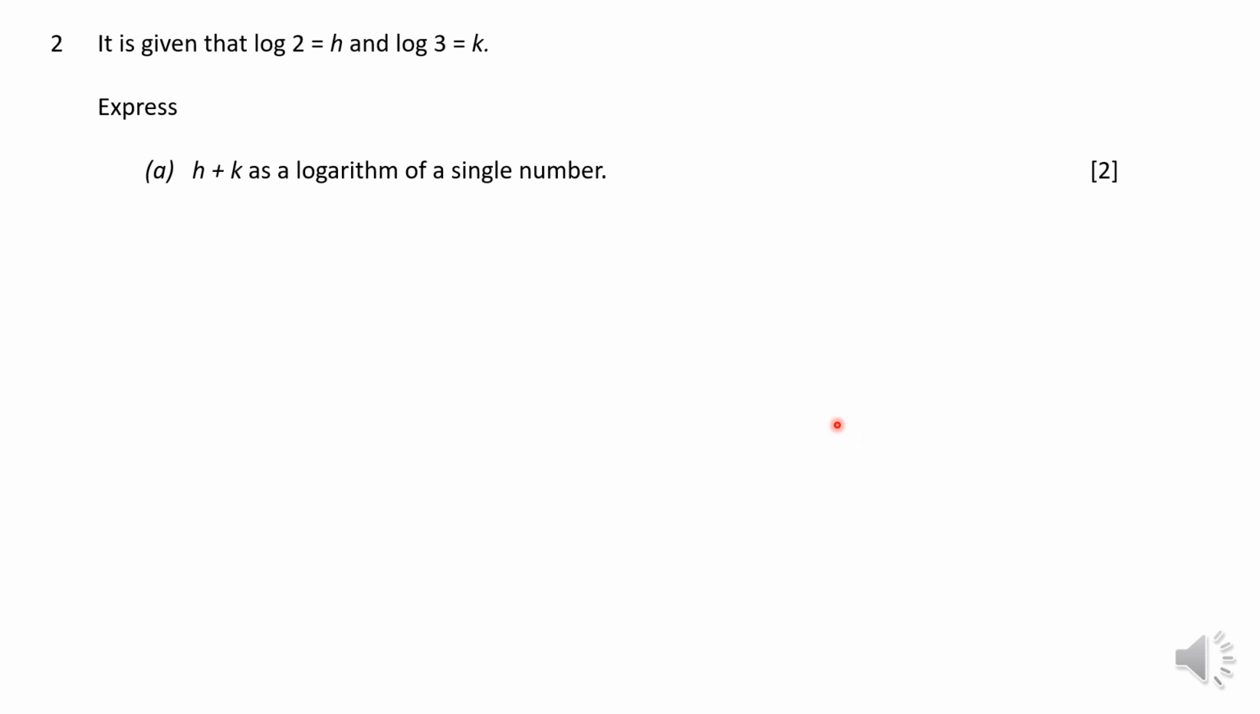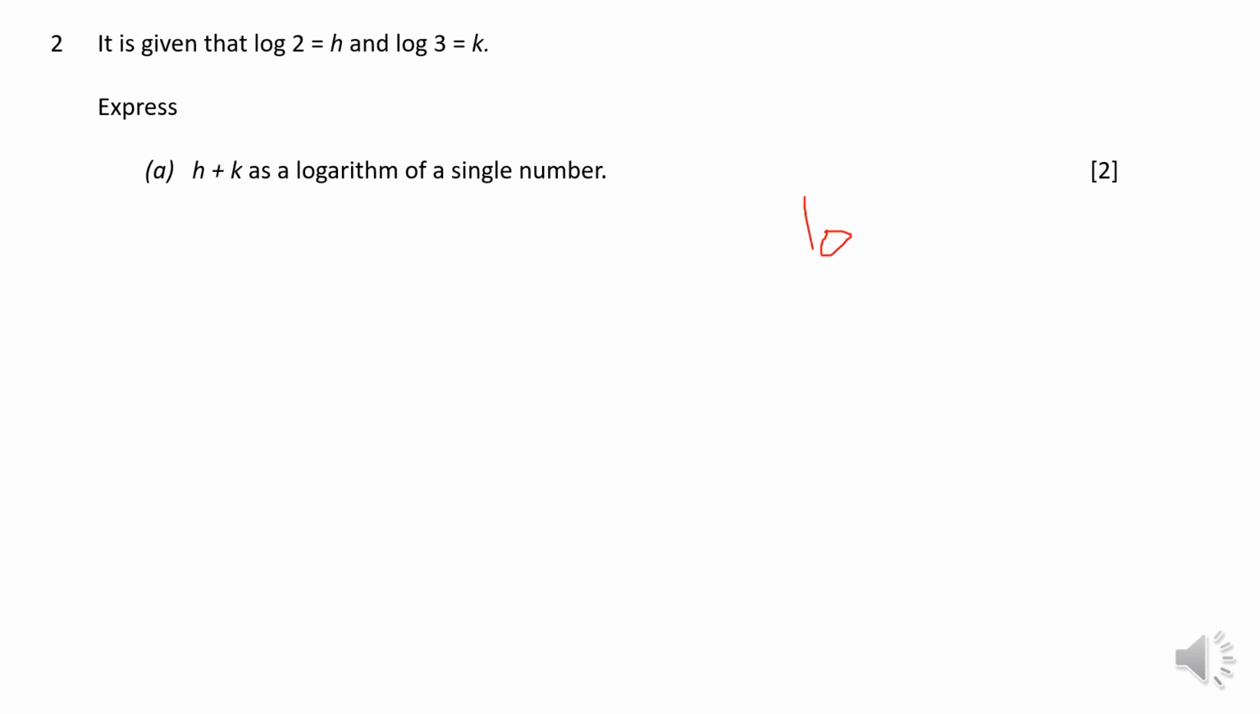Now, question 2 here deals with logarithms, but this is like a clever substitution. So you have log 2 is equal to h, and log 3 is equal to k. So you were supposed to express h plus k as a logarithm of a single number. Now here's the thing: a lot of learners do not understand that a number can be anything.